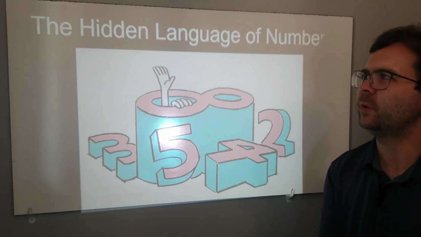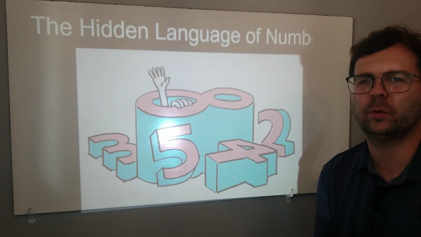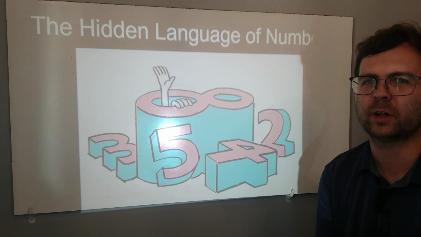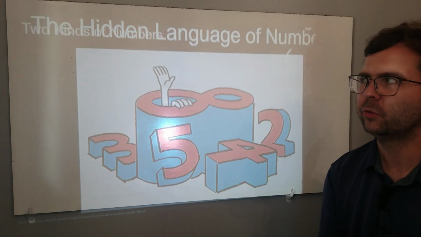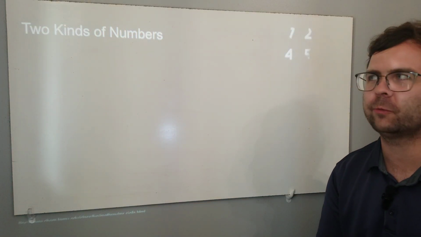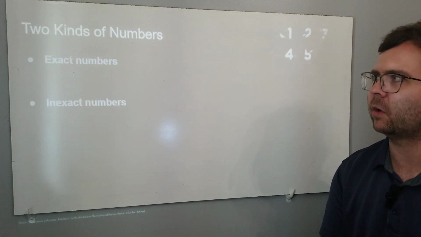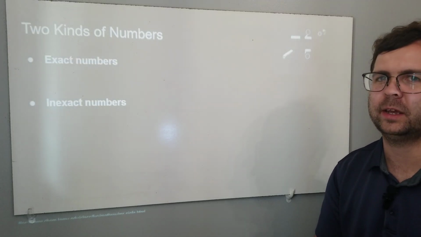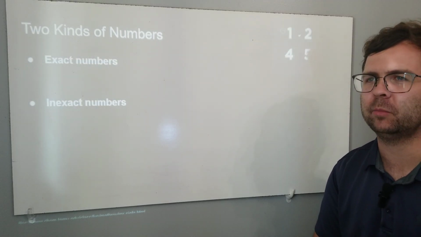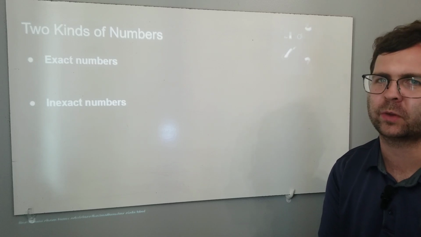Hi, in this video we're going to be talking about the hidden language of numbers, and specifically we're talking about significant figures. So in science there are really two different kinds of numbers. There are exact numbers and inexact numbers, and just by looking at them you wouldn't necessarily know. You have to know the context.